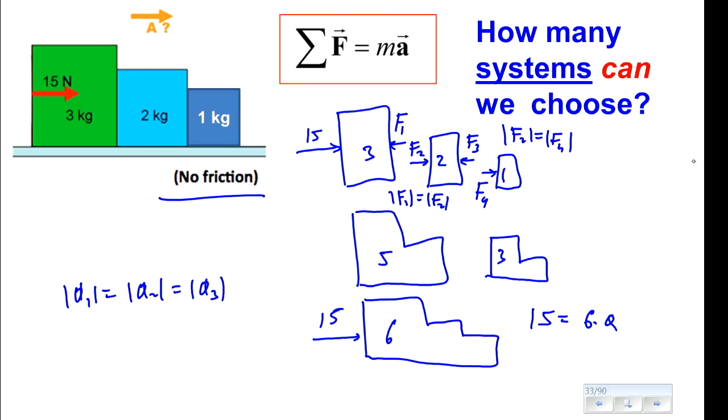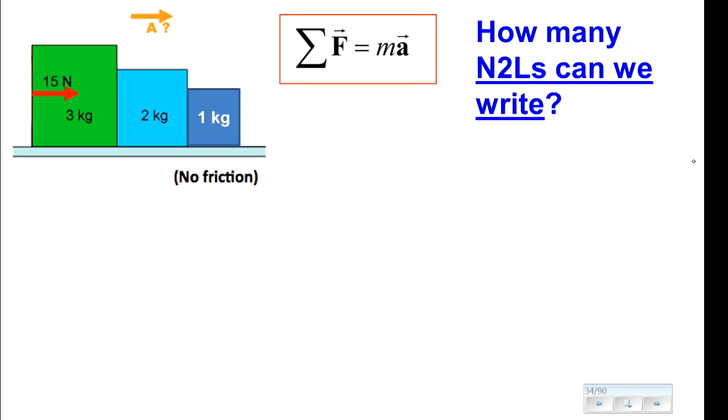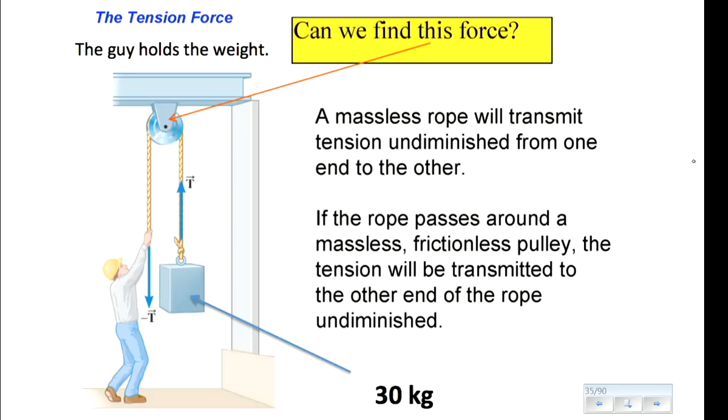Sometimes we can very quickly find some new equation, a new variable, and then use it. In this situation, nothing is moving. So, for equilibrium, the sum of all forces should be equal to 0. Here, what do we have? mg, which is 30 times 10, 300 newtons.